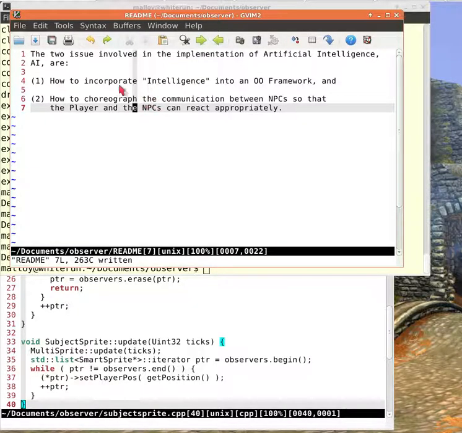Okay, so the two issues involved here are, how do we incorporate intelligence into the OO framework and into the NPCs? And the second question is, how do we choreograph the communication that has to occur, in this case between the player and all the other stars that it's trying to explode, so they can react appropriately. And in this case, react appropriately means that they want to evade him. I mean, they could try to shoot him or do something else, but I'm trying to keep this very simple. So the answer to the first one is we use state-based AI, and it's pretty simple. And the answer to the second one is that we use the observer pattern.